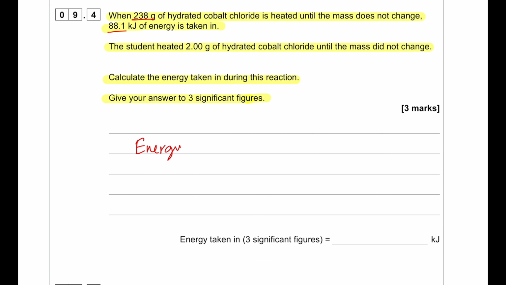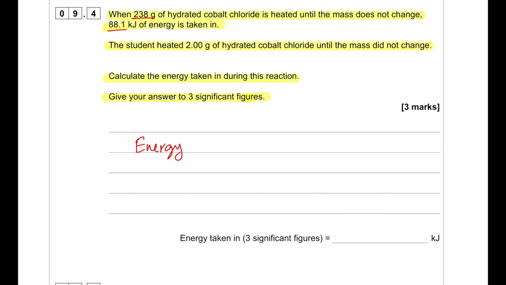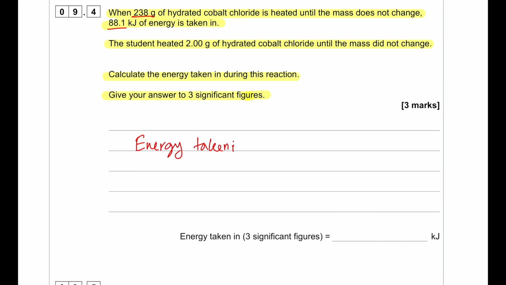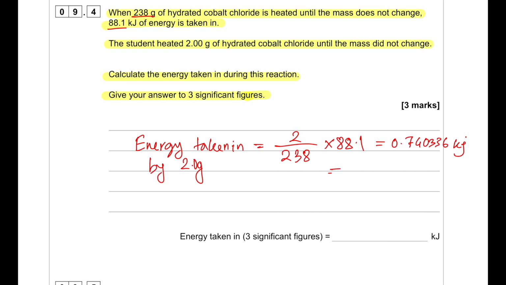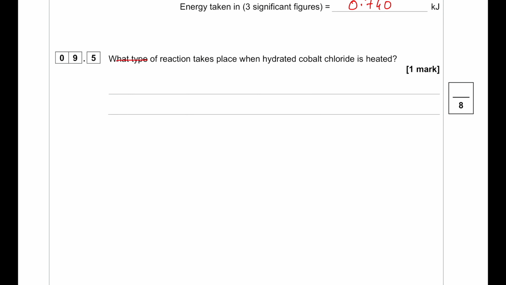So we already have the information that 238 grams of hydrated cobalt chloride requires 88.1 kilojoules of energy. So the energy needed for 2 grams will be 2 divided by 238, multiplied by 88.1, and thereby we'll get the answer in kilojoules. Then we're going to turn it into 3 significant figures. What type of reaction takes place when hydrated cobalt chloride is heated? Well, we are heating and these reactants are absorbing the heat, so this is an endothermic process.